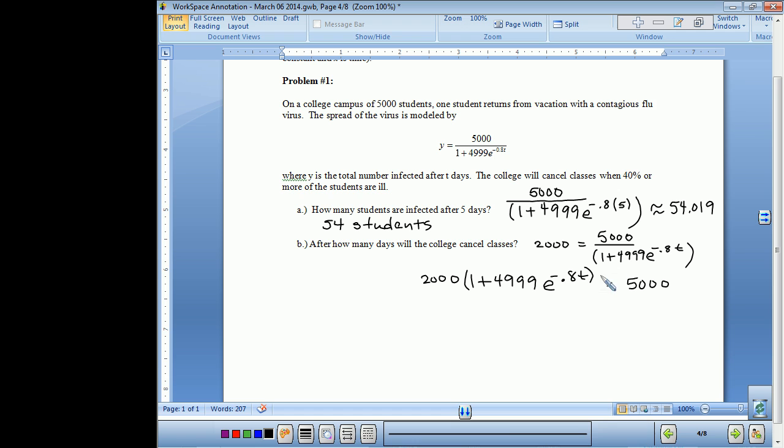Does everybody see what just happened? Okay, so I'm trying to solve for t, so I want it by itself. Wouldn't it be nice to get rid of this 2,000 instead of having to distribute and get really big numbers? How can we do that? Divide by the 2,000.